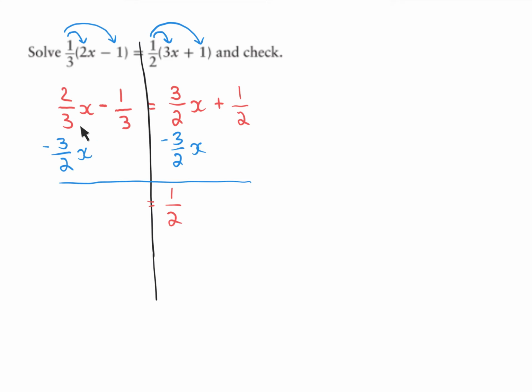We're only worried about the things with variables. So this and this. We're not worried about that yet. So let's figure out what 2/3 x minus 3/2x is. At this point I would use my calculator and just go 2/3 minus 3/2, and you'll find that we get -5/6, and the x still is there, and then we have minus 1/3.